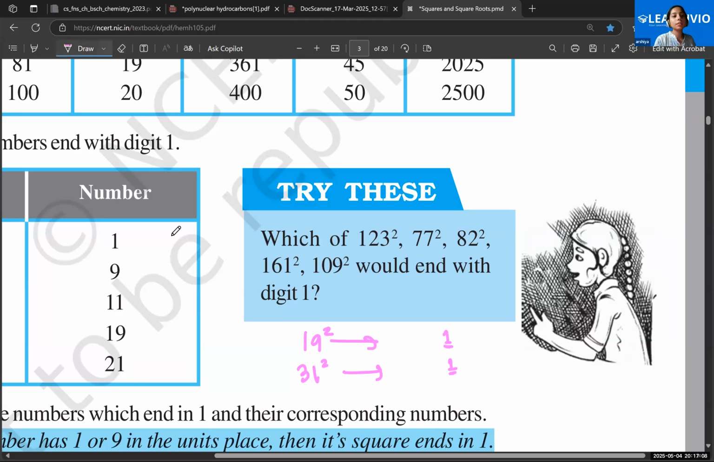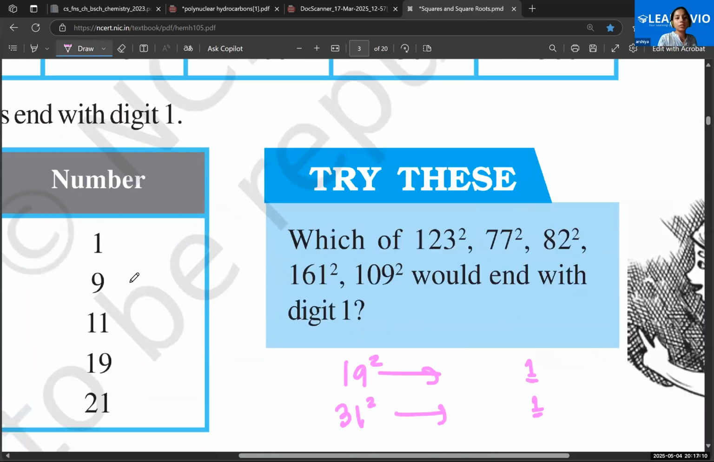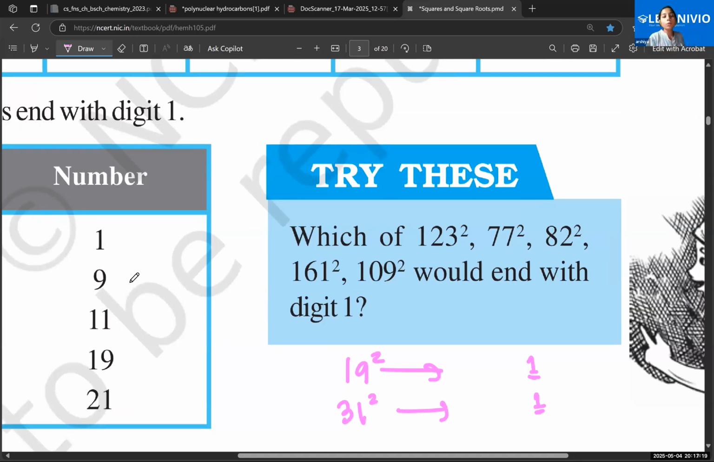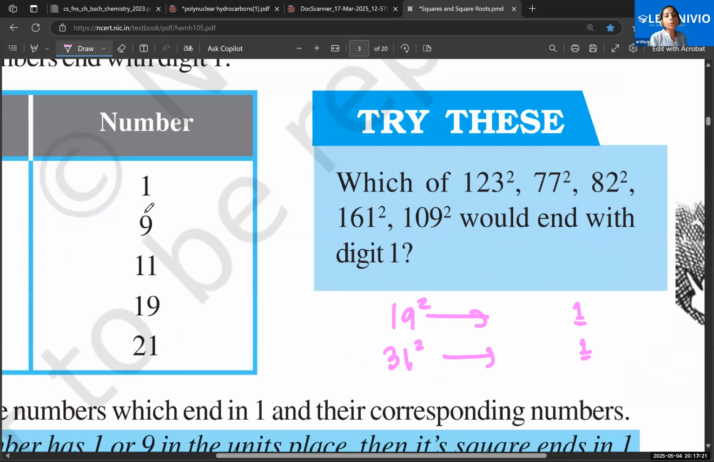See, for example, 1, 9, 11, 19, 21. Those numbers have one in the ones place. Is there no pattern between them? There is a pattern. The pattern is that in the... am I audible? Yes, ma'am.